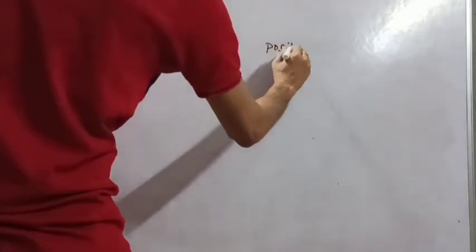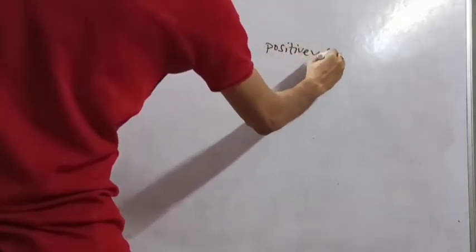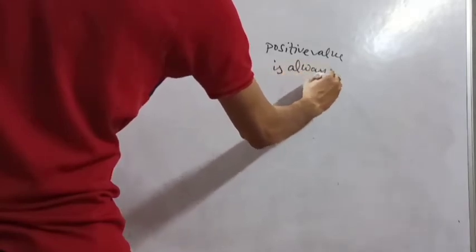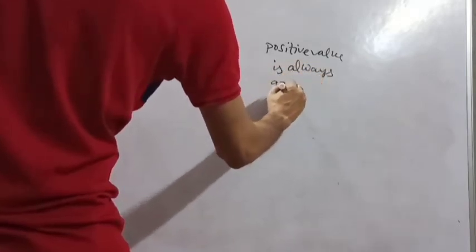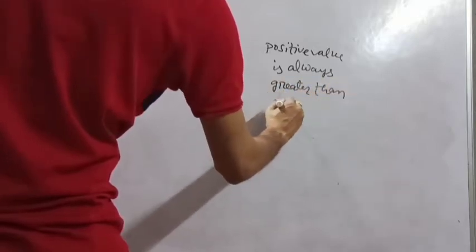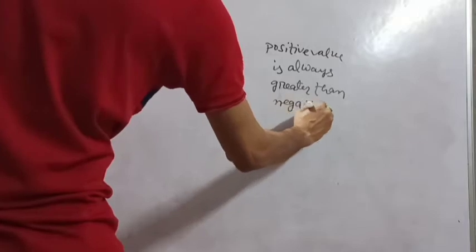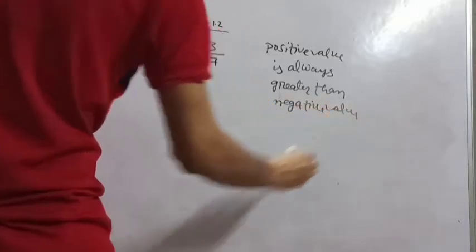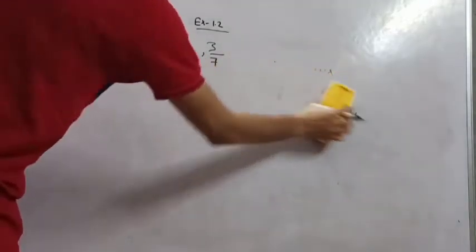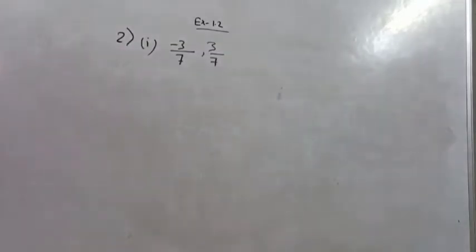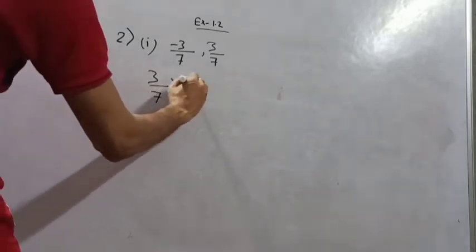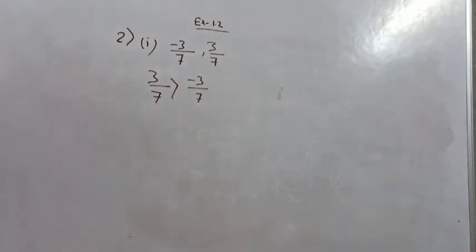Positive value is always greater than negative value. So here we can see minus 3 by 7 and 3 by 7. So 3 by 7 is greater than minus 3 by 7.